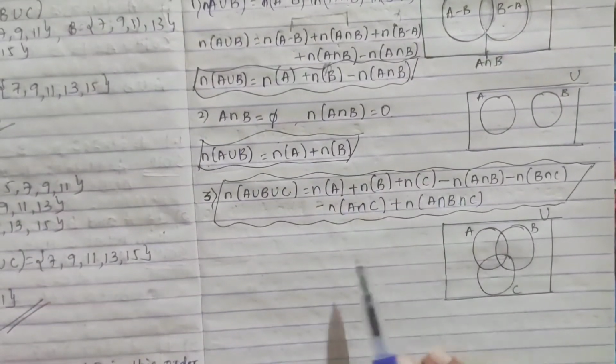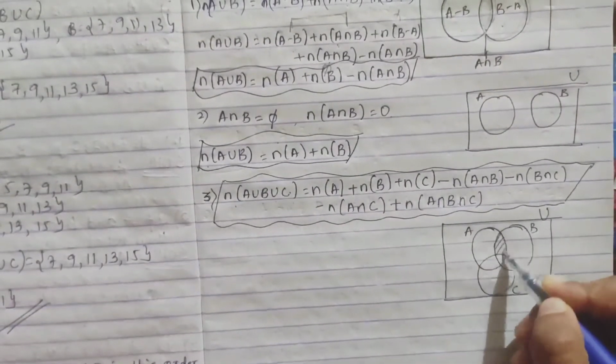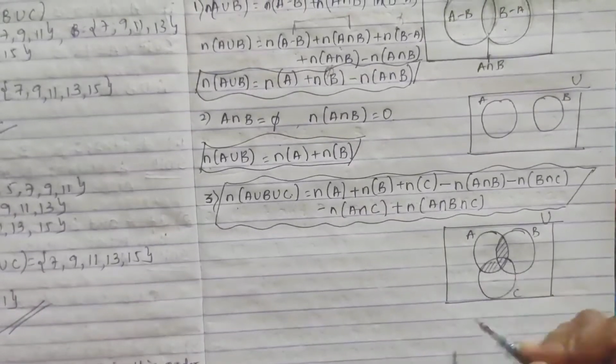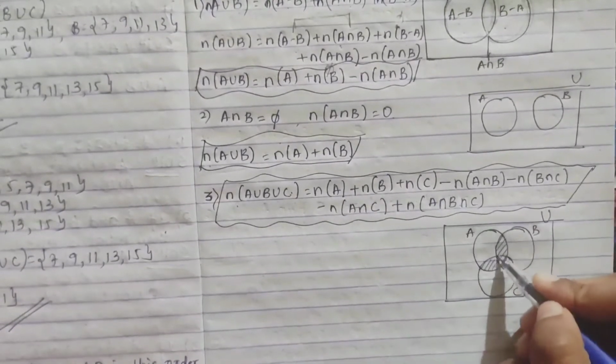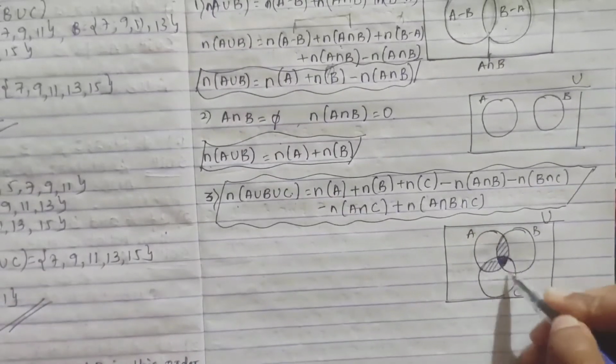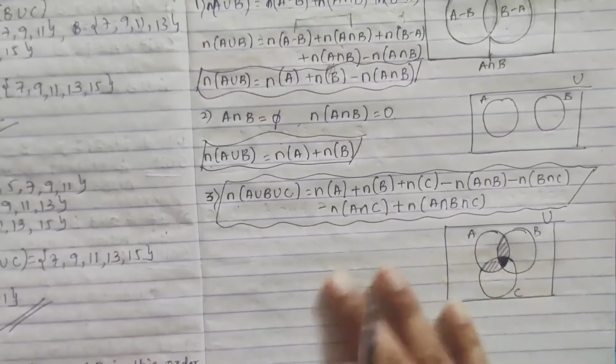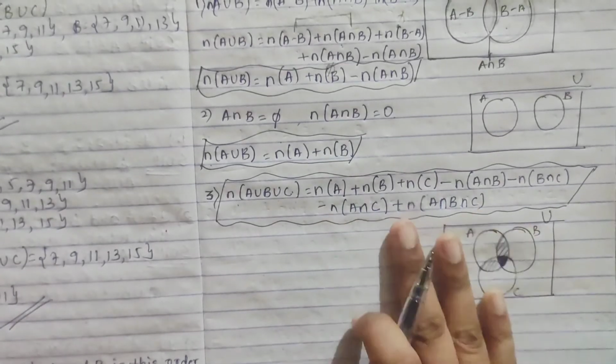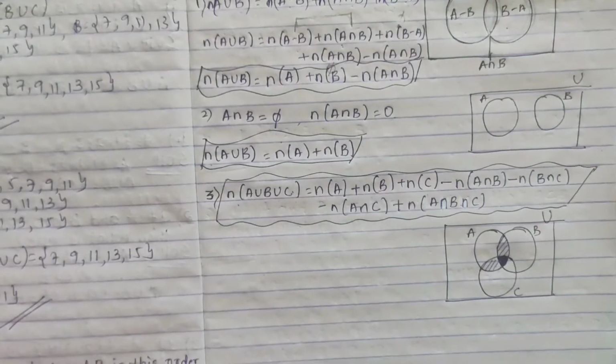If you see in a Venn diagram, A intersection B will be this part, and A intersection B intersection C will be here, this whole part. See, everything is involved: C also, B also, A also. Okay, just this much. Remember these formulas. With these only, problems will be solved.